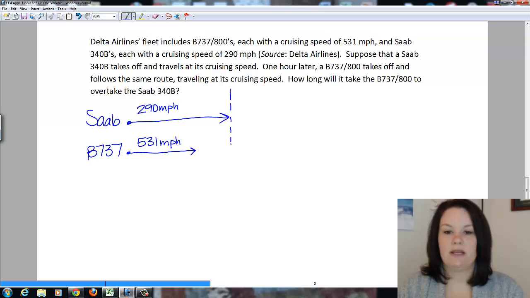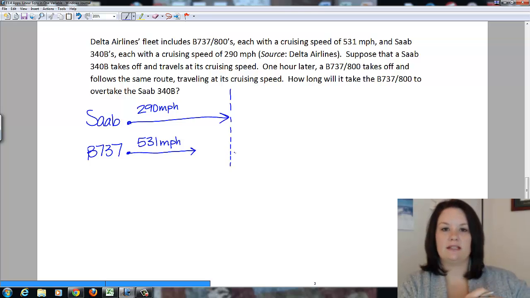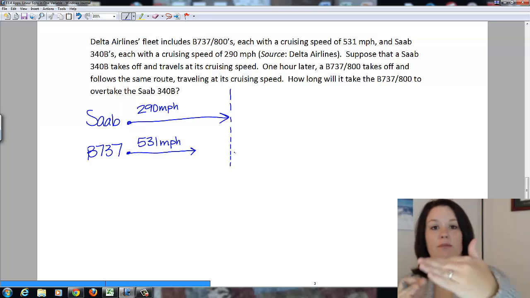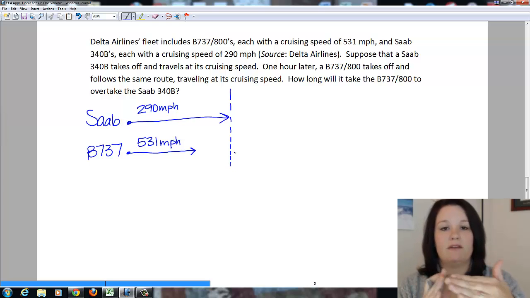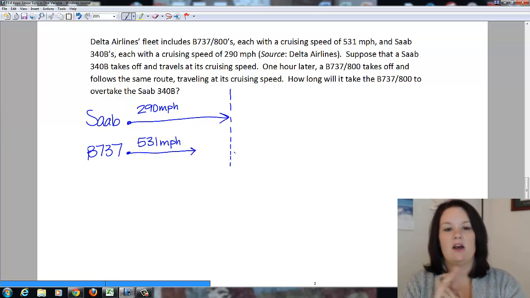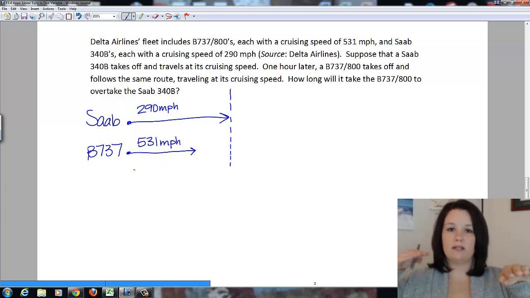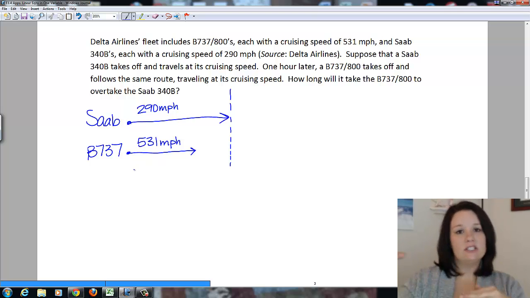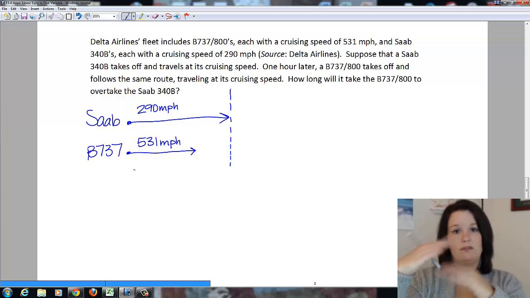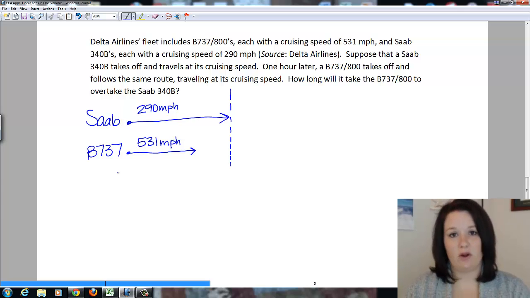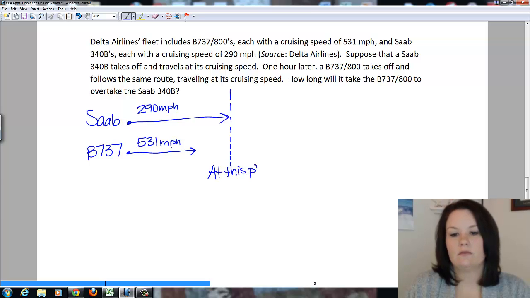So I'm going to just make this dotted line. Let's pretend that's the point at which he'll catch up and he will have overtaken him or caught him. Okay, now at the point where he catches him, I know that they have gone the same distance. They're on the same route, and once that second plane catches up to the first plane, then they're at the same distance from the start point. So I'm going to say at this point, distances are the same.